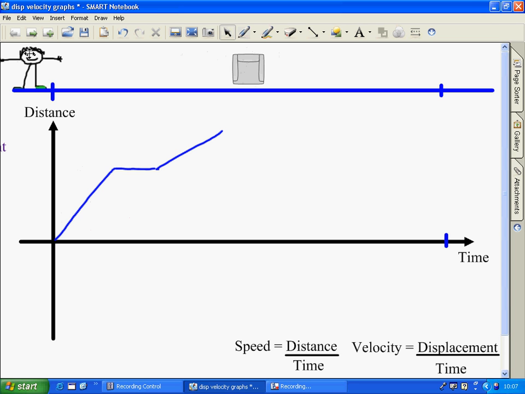Okay, now this idea of even though he's gone back to where he started from, graph's still going up, we can't have negative distance, is a kind of strange one, and a much more useful terminology is displacement. Displacement is the distance from a fixed point or origin. So let's look at displacement time for the same journey.